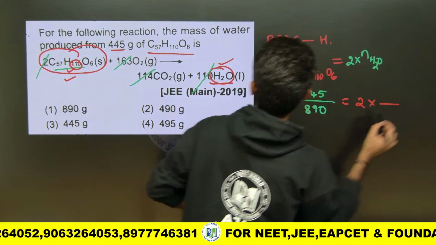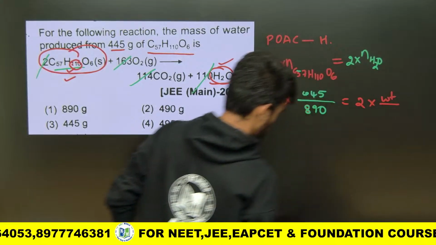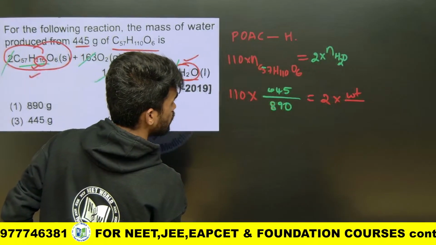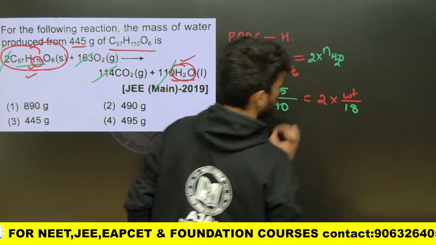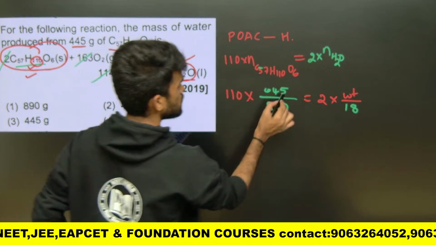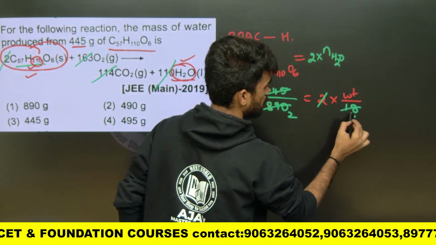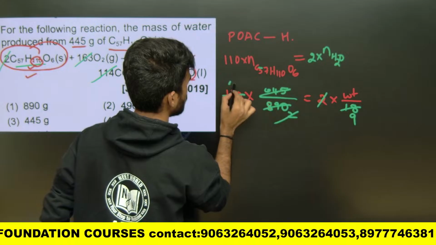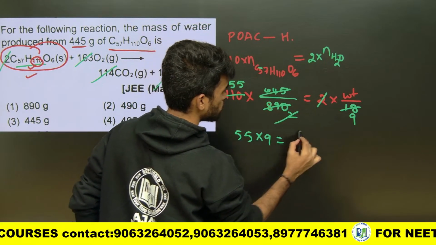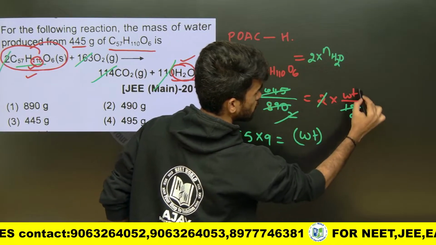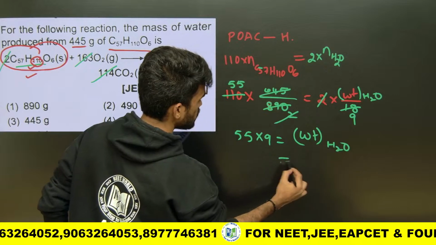into, we need to find the mass of water produced. It means weight of water we need to find here. Okay, now what is the molar mass of water? We know it is 18. Okay, so this will be 2 times, and this will be 9 times and here 55. So 55 into 9 will give what? Weight of water produced here. So this will be how much?